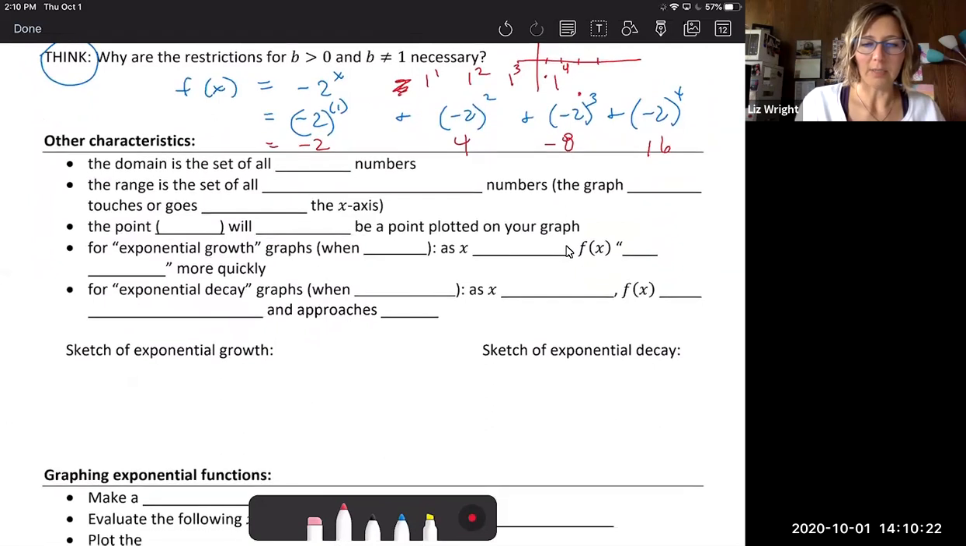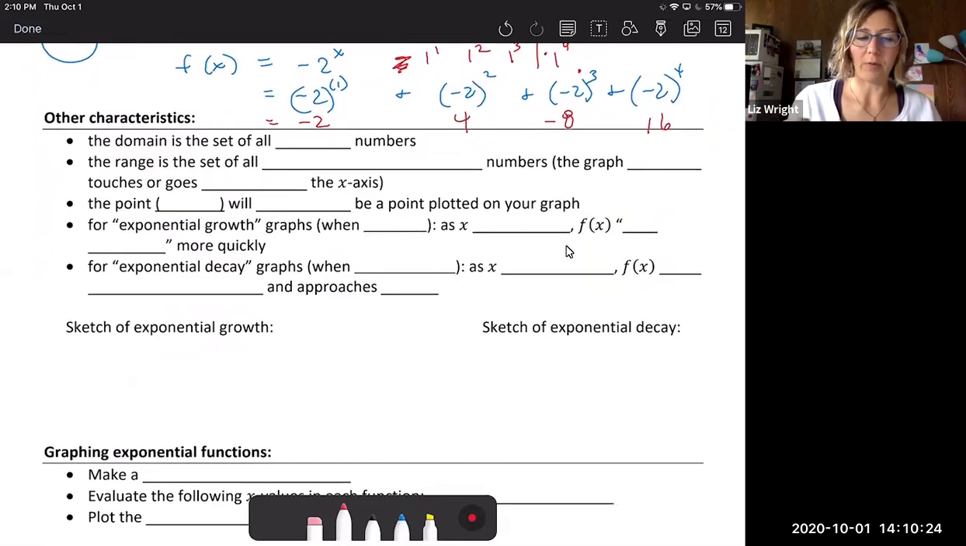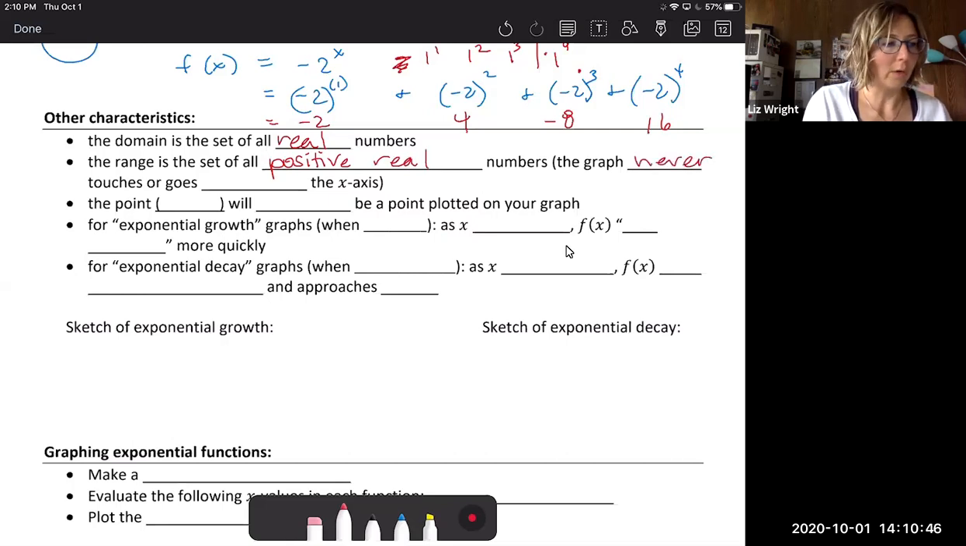So here, let's look at some other characteristics that are going to be found in our exponential functions. The domain is going to be the set of all real numbers. The range is going to be the set of all positive real numbers. The graph never touches or goes below the x-axis. So it's always going to be above the x-axis.